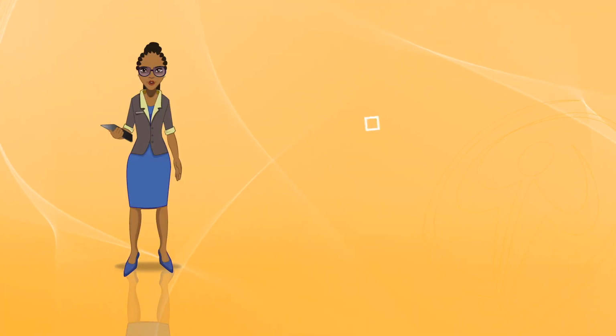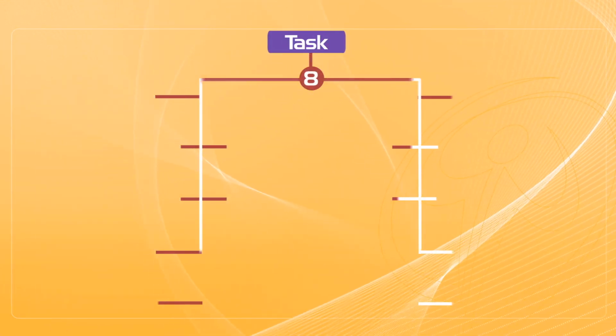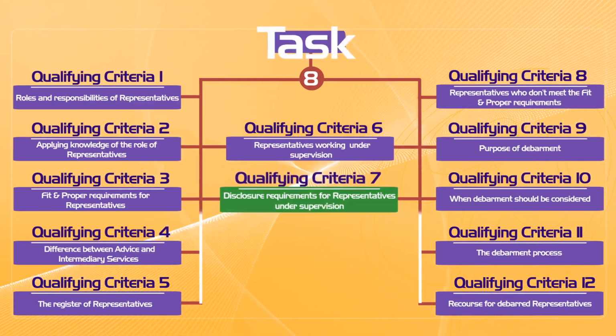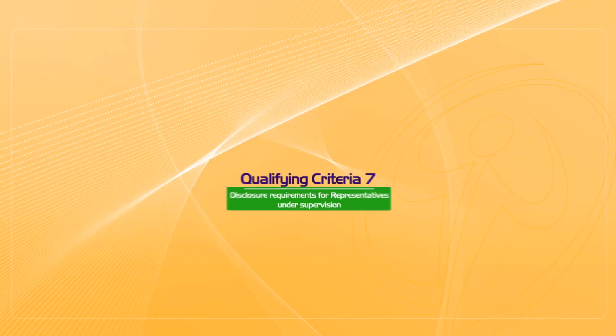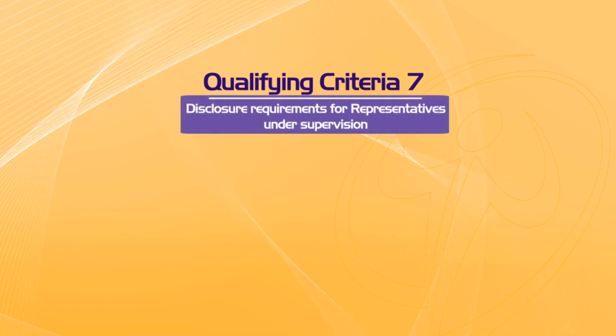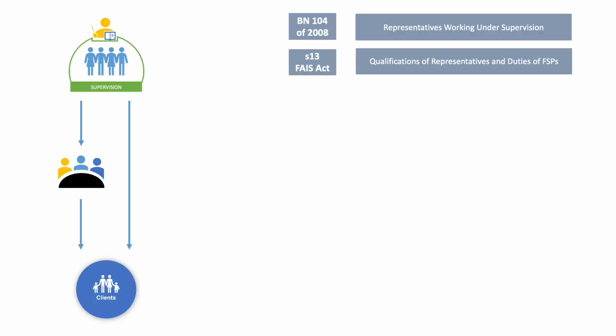Task 8 talks about operating as a representative in terms of the FAIS Act. Task 8 has 12 qualifying criteria. Let's look at Task 8, Qualifying Criteria 7. Explain the disclosure requirements for a representative under supervision. We are going to cover the disclosure requirements for a representative under supervision.